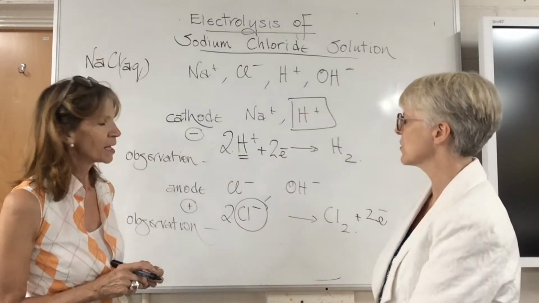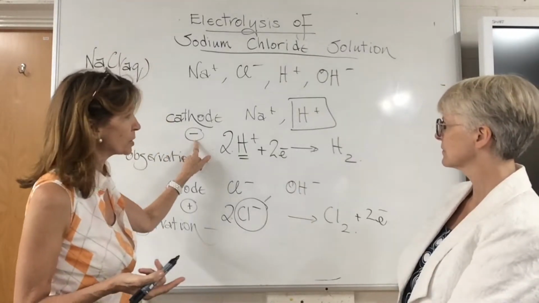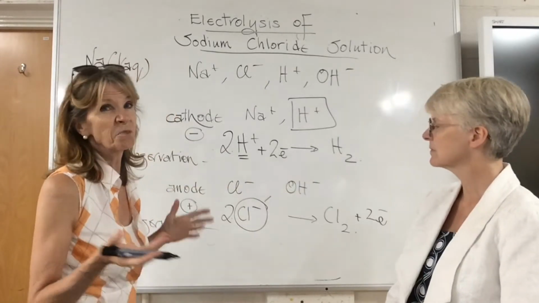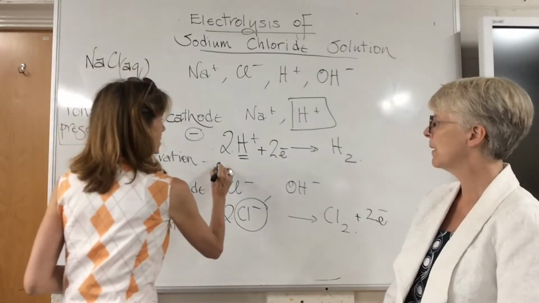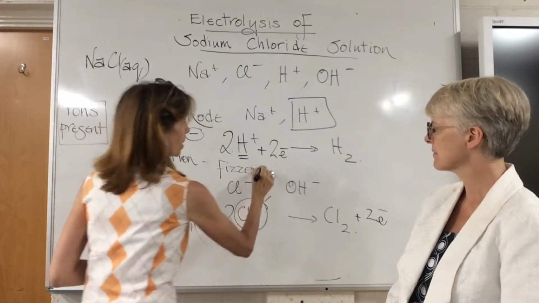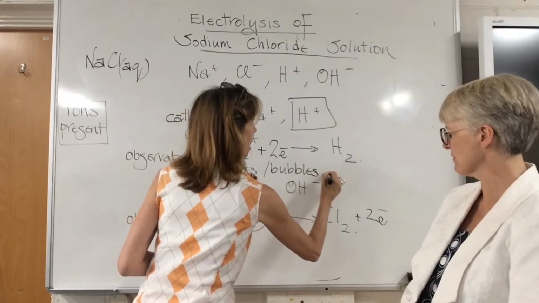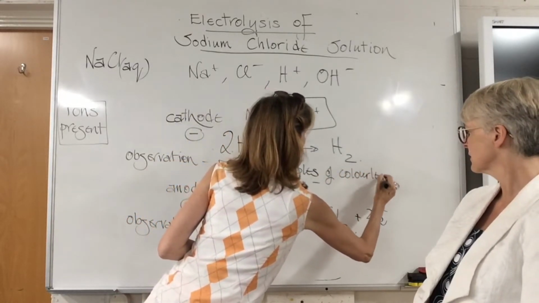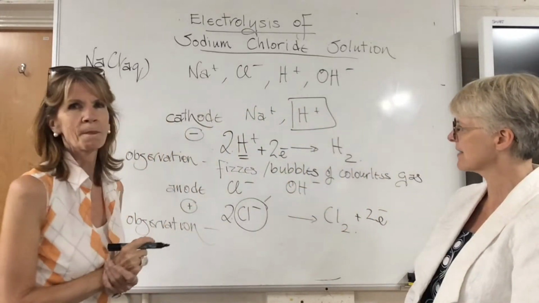So we know what's attracted, we know what's discharged, we know the equations. What are the observations going to be? Well, the observation is what you see. So in the case for the cathode, hydrogen gas, now that's a colourless gas, so you'll see effervescence, bubbling, but it's colourless. So you'd see fizzing bubbles of colourless gas. I think I can spell this one correctly. Either of those are correct. Okay, marvellous.